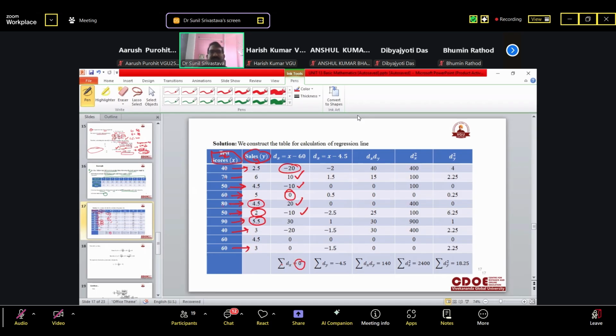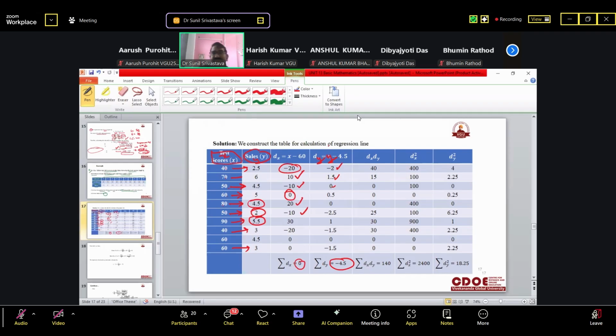In the same way, we take the deviation for the y series, that is dy, which is equal to y minus 4.5. This 4.5 is the mean of that series. So 2.5 minus 4.5 is minus 2, then 1.5, 0, and so on. And we take the sum, we find here minus 4.5.